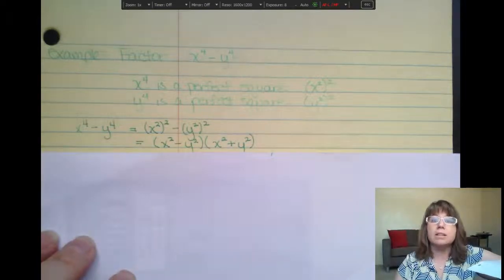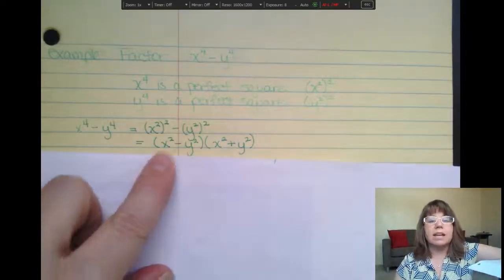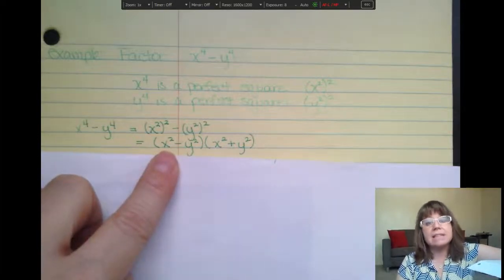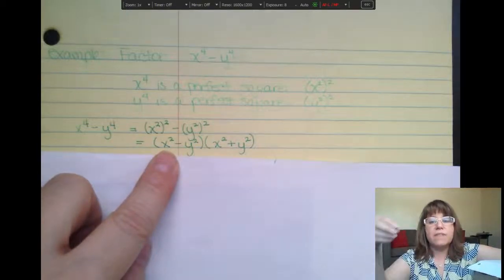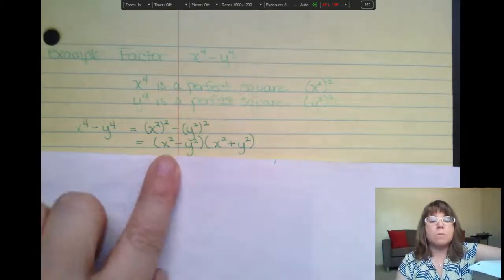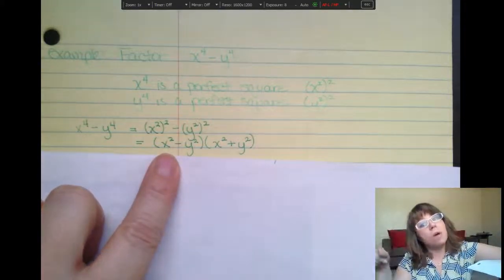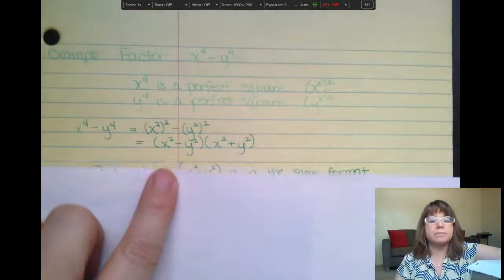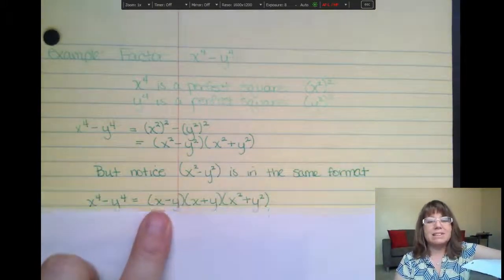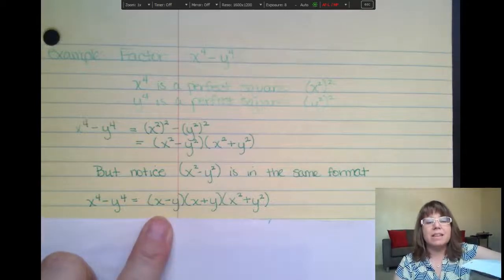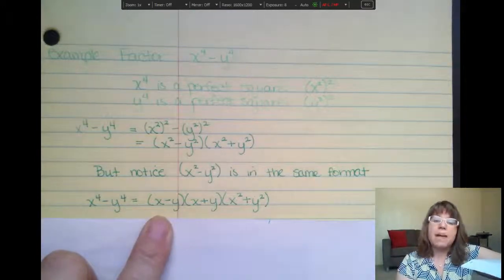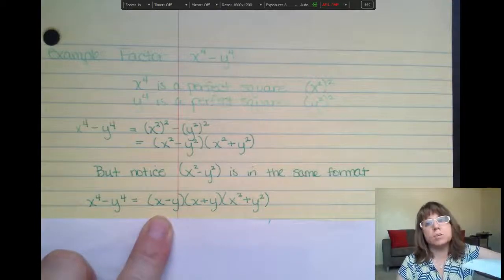But I'm not done. Take a look at x squared minus y squared. That in itself is the difference of perfect squares. So I do need to continue to factor this. So now I'm going to break apart the x squared minus y squared into x minus y and x plus y, leaving me ultimately with x minus y times x plus y times x squared plus y squared. Now at this level of math, we don't factor x squared plus y squared.